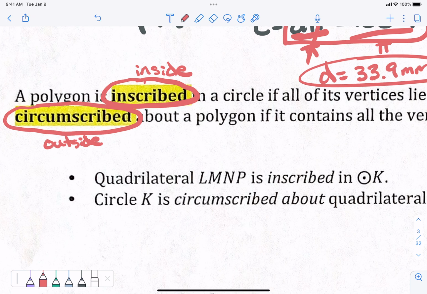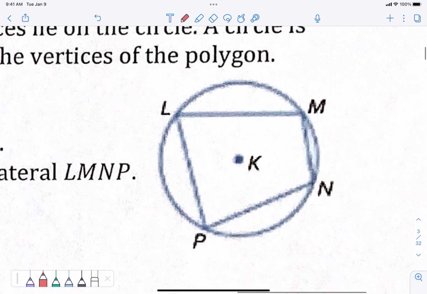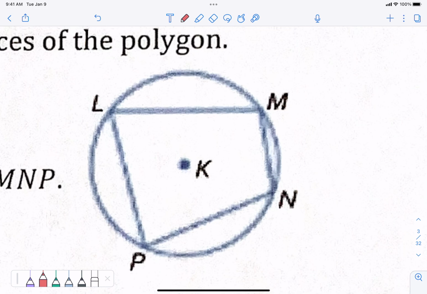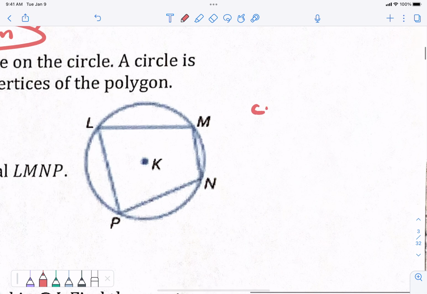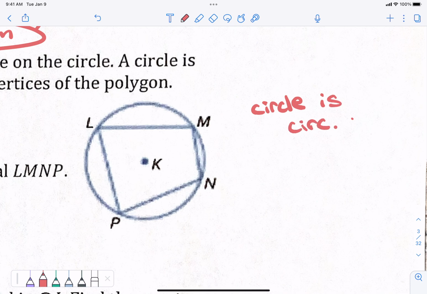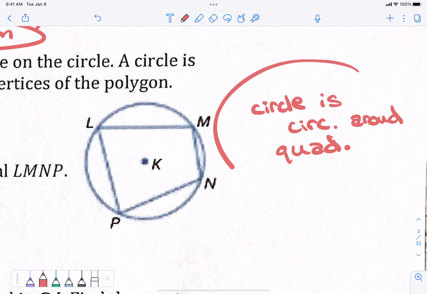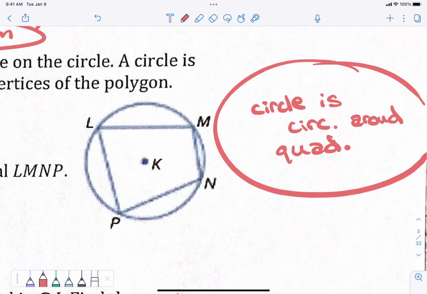So circumscribed is the word, and that just means on the outside. Okay, so they give us a figure here, and they're talking about inscribed versus circumscribed. Those terms you use depending on which object you're talking about. So the circle is on the outside, right? Circle's on the outside. So it is circumscribed around the quadrilateral. That's not a square inside of there, obviously, but it's a quadrilateral. So this is just saying that the circle is around the outside of the quadrilateral.